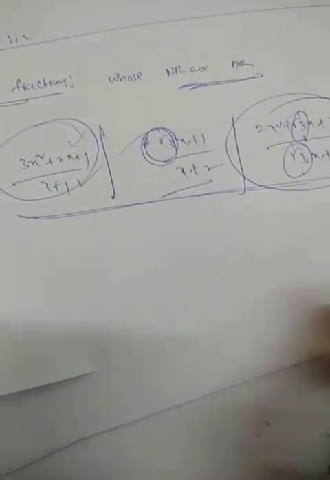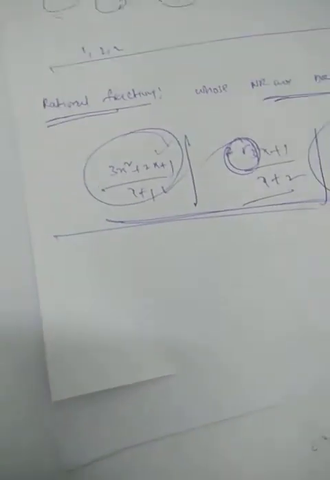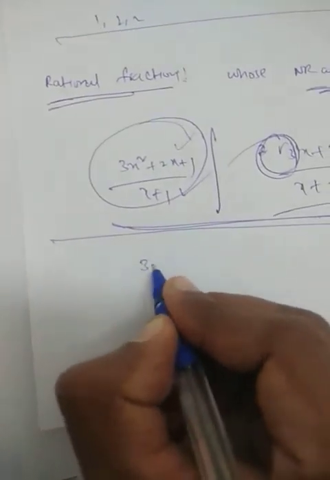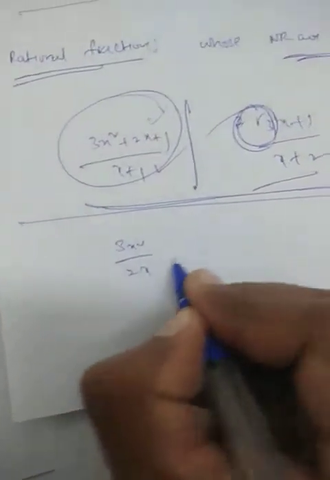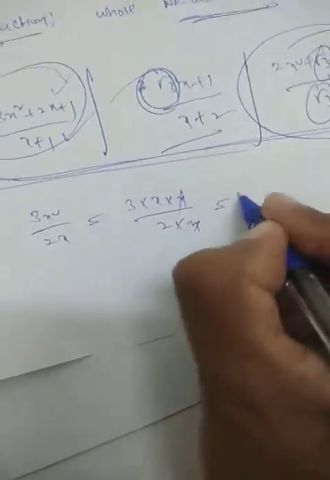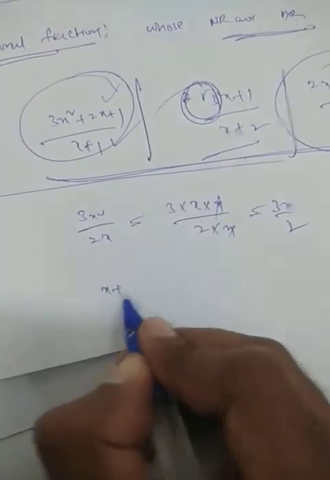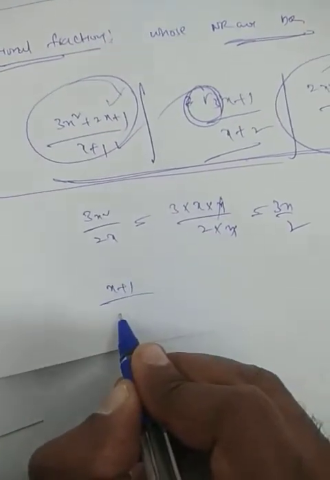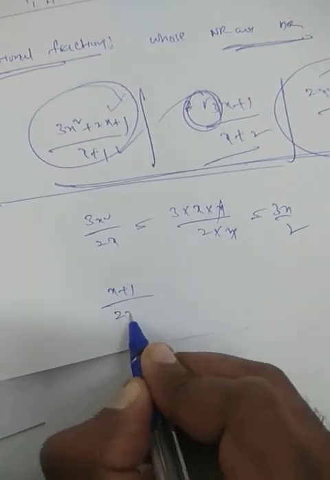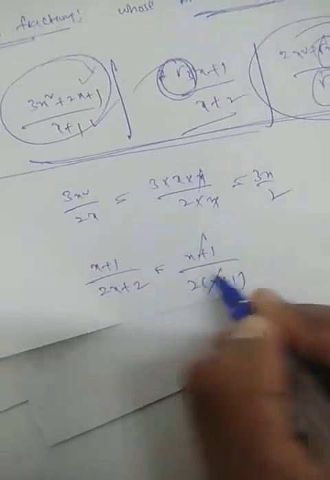Now we'll discuss some questions on how to simplify a rational fraction. 3x square by 2x: the simplified form is 3 into x by 2 into x, x will be cancelled, and you get 3x by 2. Next, x plus 2 by 2x plus 2. In the denominator, 2 will be common, 2 times x plus 1. So the common factor is cancelled, and it will be 1 by 2 only.